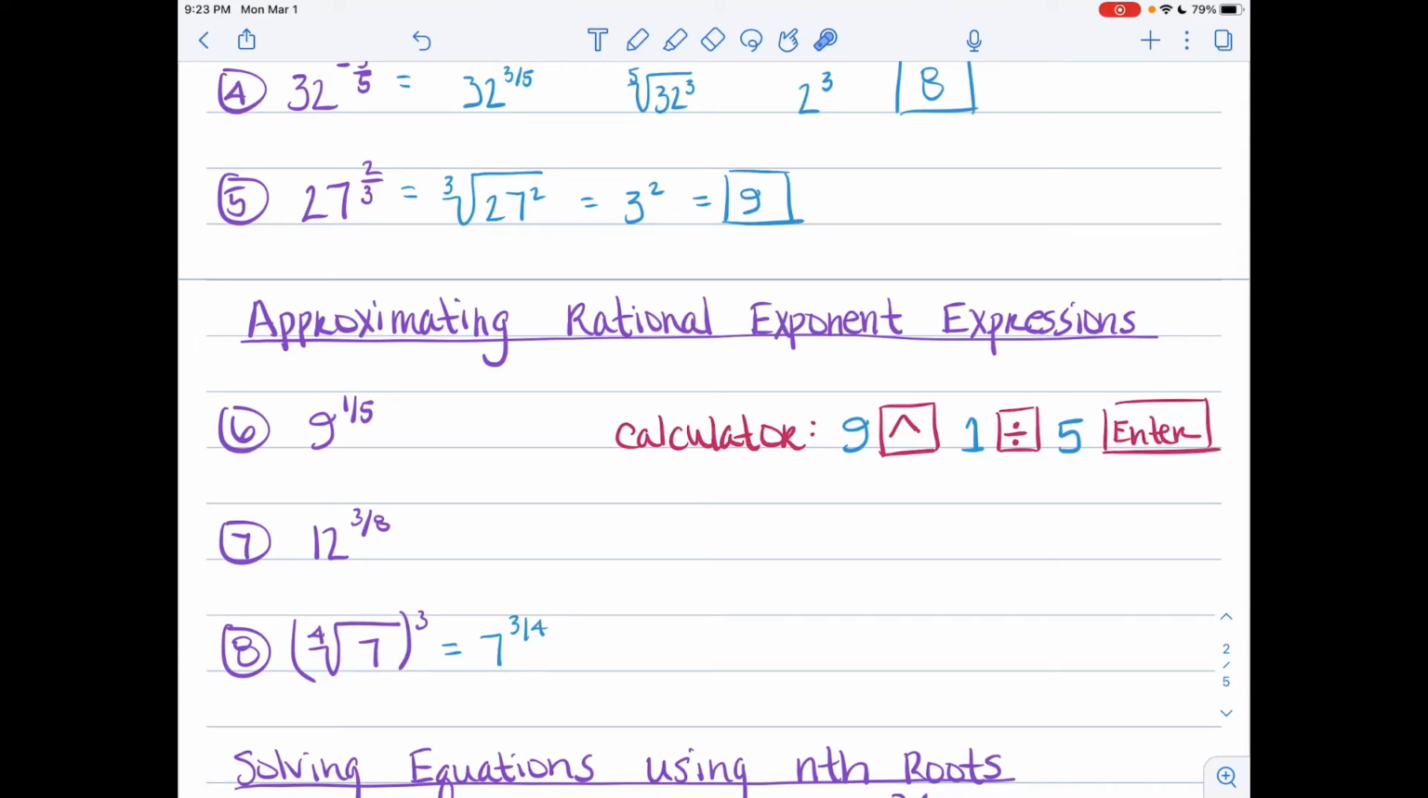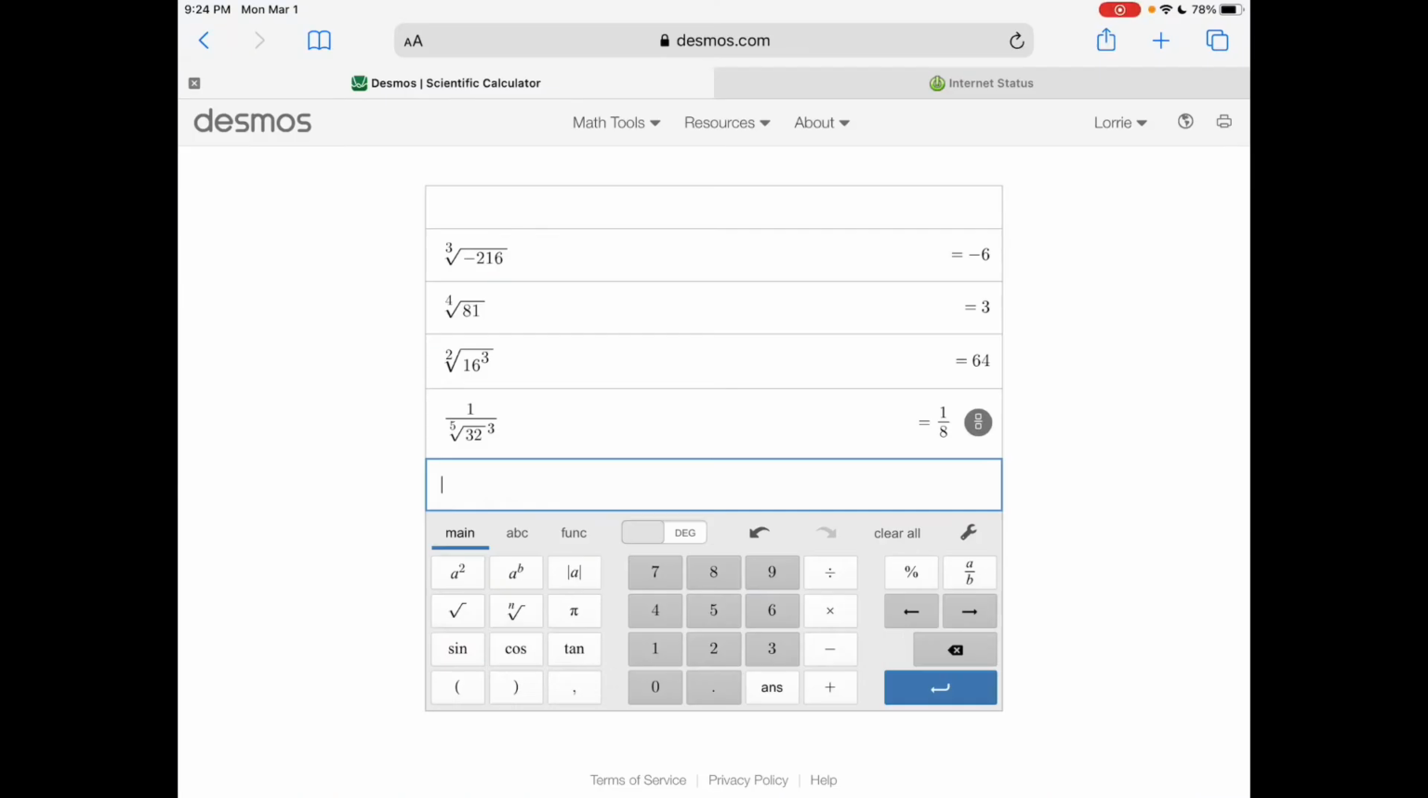If you happen to be in class and using your calculator, these would be the steps to do number 1. You would put in the 9 and then hit that little caret or up arrow, and then put in 1 divided by 5 for your 1/5 fraction, and then hit enter. But I will show you the Desmos version. All right, so we're going to go ahead and do all 3 of these problems while we're in Desmos, and then we'll go back and report our answers.